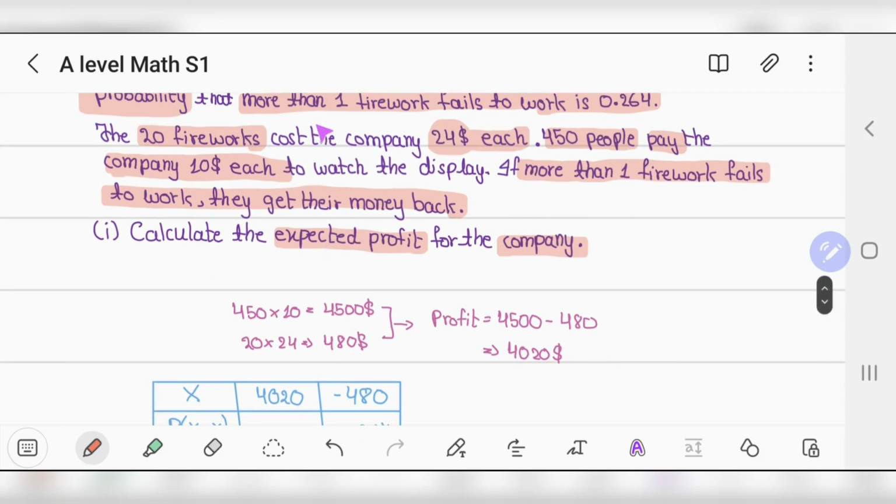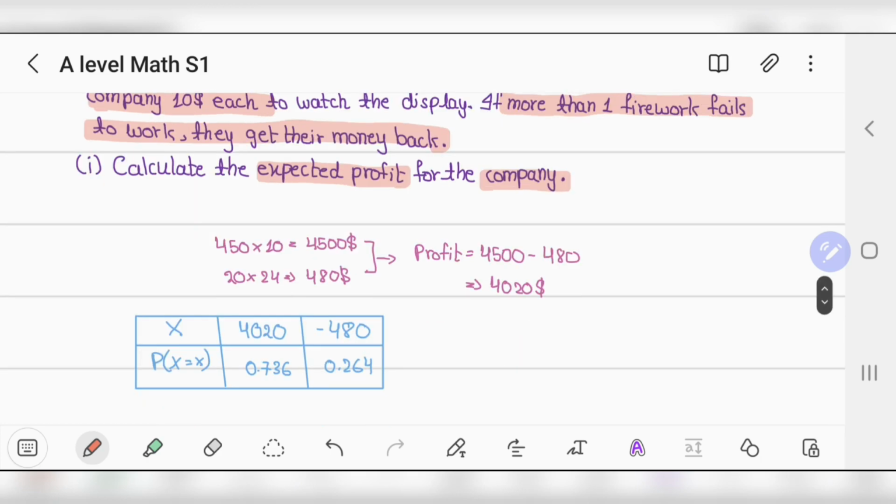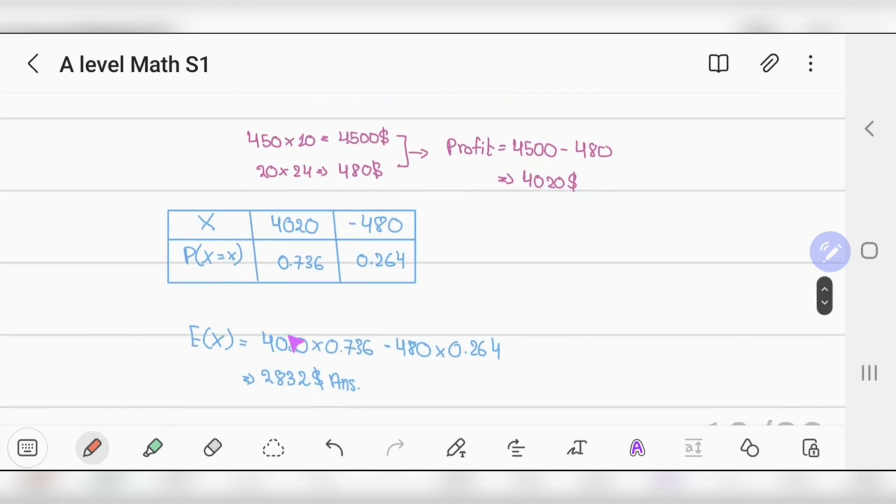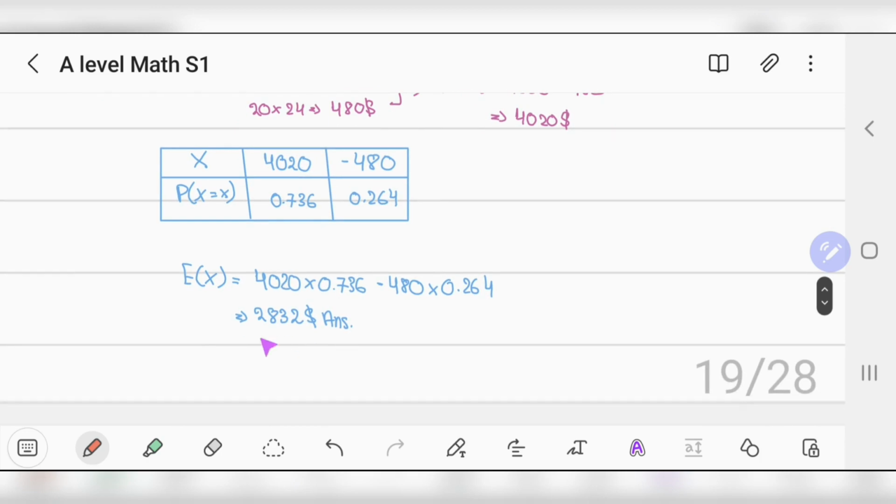Then it says calculate the expected profit for the company. Expected profit means we need to find the mean. So we just find the mean, and this is the answer.